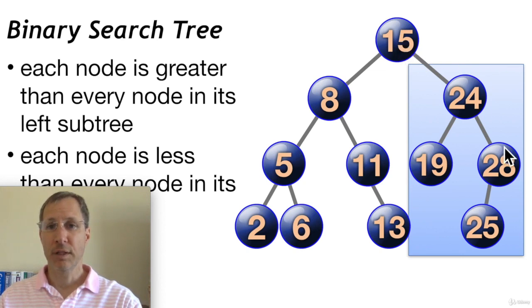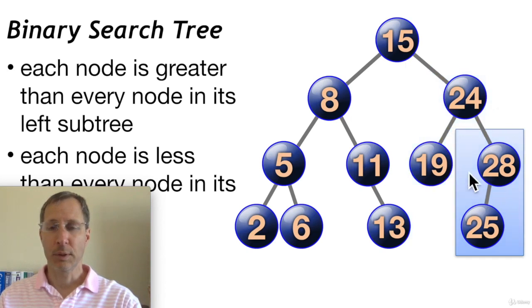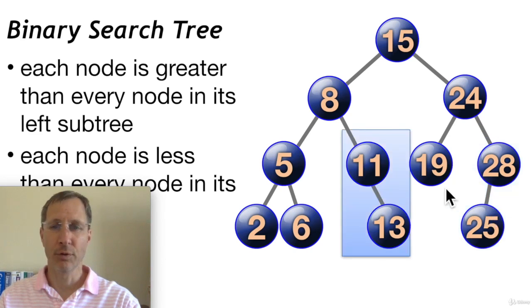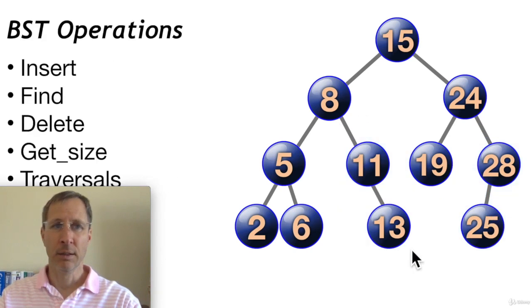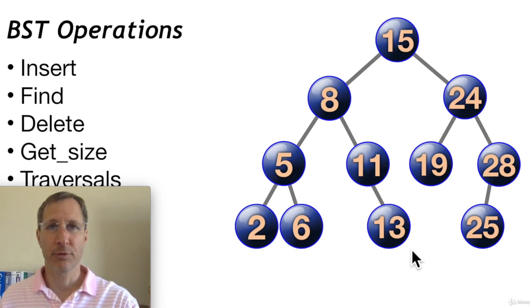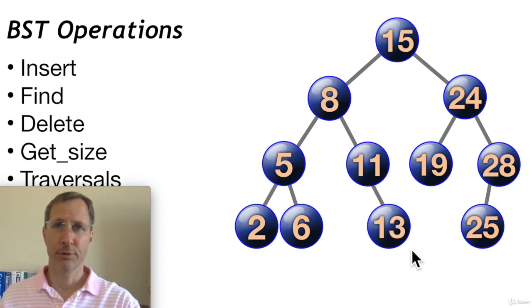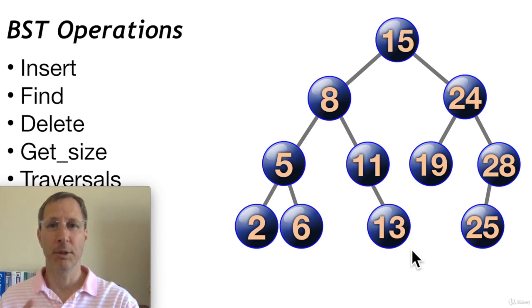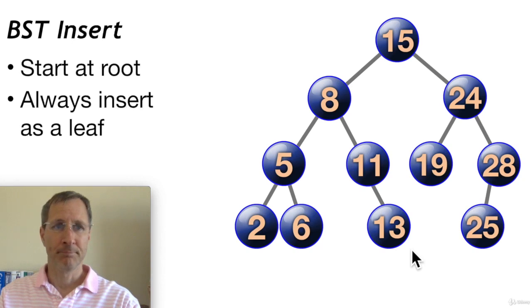Here we can see that all the nodes in 15's right subtree are greater than 15. And all the nodes in 24's right subtree are greater than 24. All the nodes in 8's right subtree are greater than 8. So those are two standard requirements for a binary search tree. Some of the standard operations that all binary search trees are going to use: insert, we want to be able to add new data to the tree. Find, we want to be able to locate data in the tree. Delete is to remove a node. Get size counts all the nodes in a tree to tell us how many pieces of data we have in a tree. And traversals, which enable us to walk through the tree node by node. And I'll show you how some of those work.